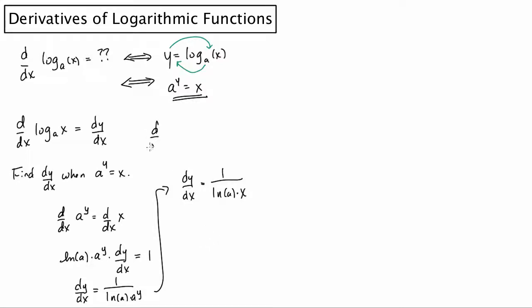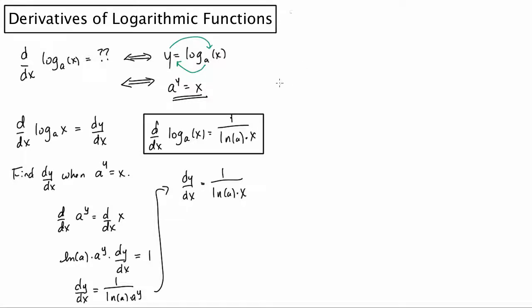So the formula that we've developed here is if I take the derivative with respect to x of log base a of x, the answer is 1 over natural log of a times whatever's inside here. So in this case, it's just x for the base function. So this is my formula for the derivative of a logarithm.